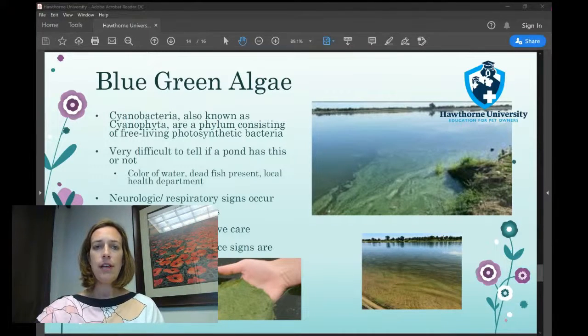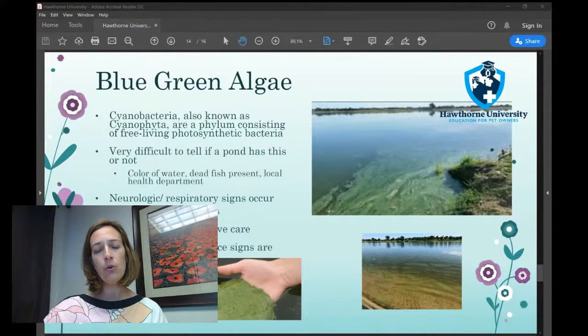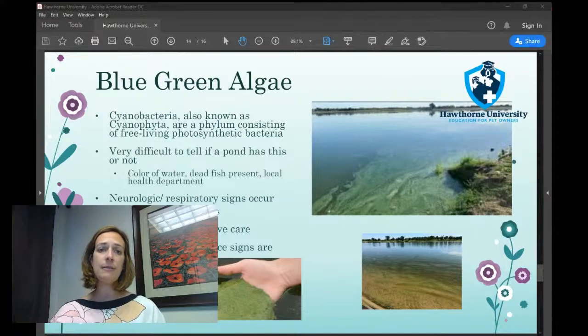If you're concerned and you don't know how to tell, your local health department does keep a list of local ponds and lakes that have tested positive for blue-green algae. And if you call them with a concern, even about your own personal pond, they will come out and test it. So something to know is that your local health department can help with this.